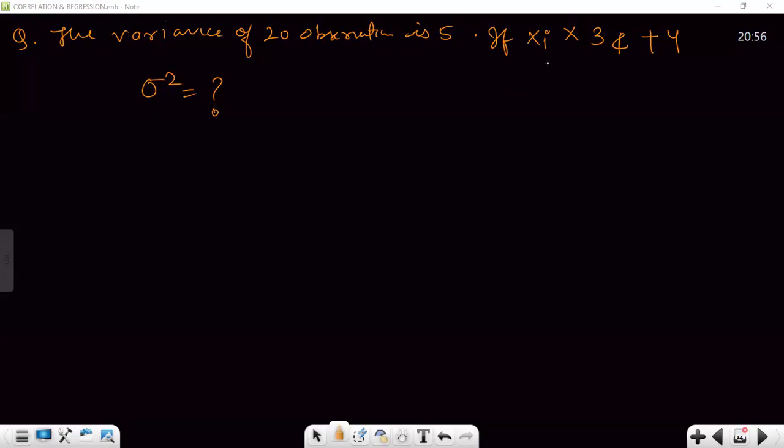See, the multiplication is change of scale. Okay, so 5 into 3 square, because it's variance. The addition of plus 4 is the change of origin, which does not change the variance. So this will be your final answer, right? 5 into 9, 45 will be our answer. Yes or no?